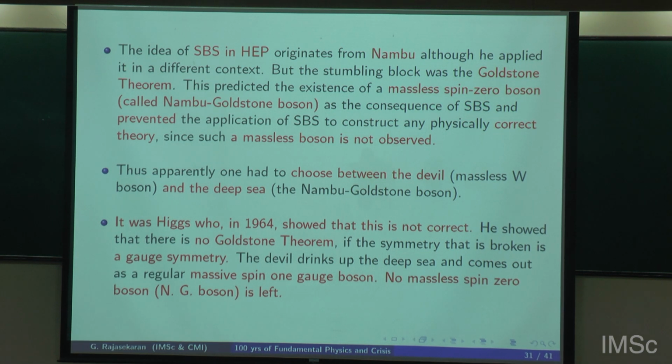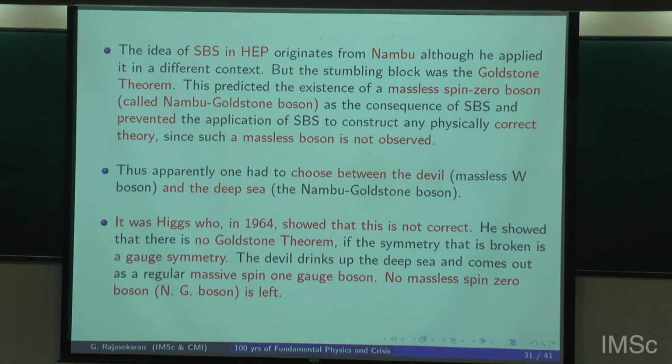The idea of spontaneous breakdown of symmetry in high energy physics originates from Nambu, although he applied it in a different context. But the stumbling block to apply SBS in high energy physics was the Goldstone theorem. This theorem predicted the existence of a massless, mass zero, and spin zero boson called the Nambu-Goldstone boson as the consequence of spontaneous breakdown of symmetry, and prevented the application of SBS to construct any physically correct theory, since such a massless boson has not been observed. Except for the photon, no other massless boson has been seen.